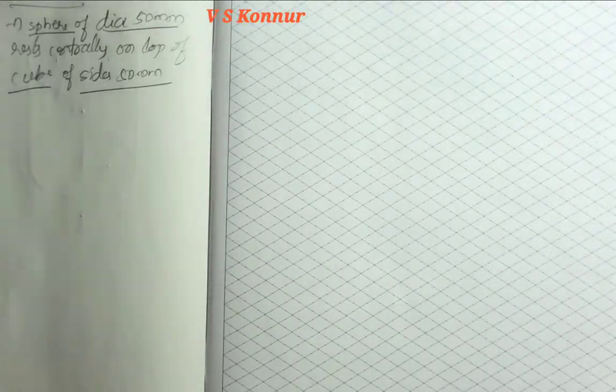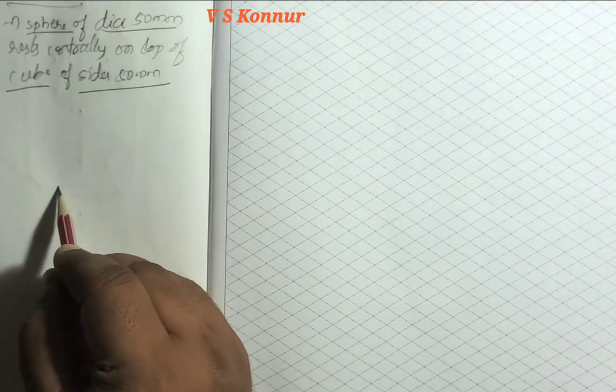So this is the first problem of the isometric. In this, a sphere of 50 mm diameter is resting centrally on the top of a cube of side 50 mm, means at the top of the cube. It's a simple way. We'll explain here.